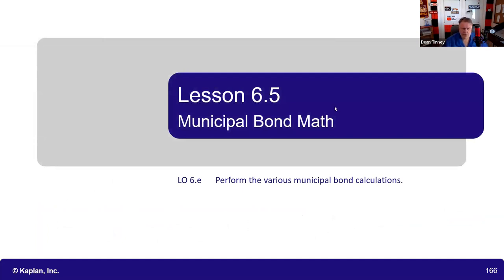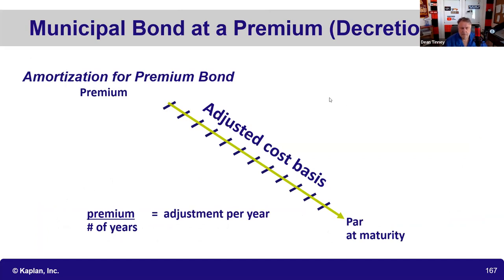Municipal bond math. So this is about 50% probability, Erica, that you're going to receive this on your test. This is a Dean term, it's not a test term. But I like to think of straight line amortization upward as accretion, that is a test term. And I like to think of straight line amortization downward as decretion. Accrete and decrete. When you buy a muni bond at a premium, I debate whether I should even show you this. Because if you start trying to decrete everything you bump into, you're going to get more questions wrong than you're going to get right.